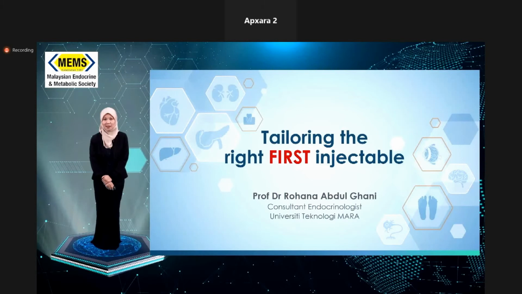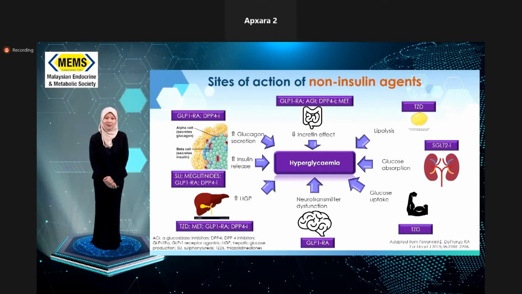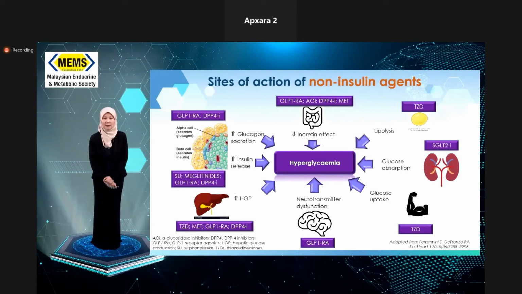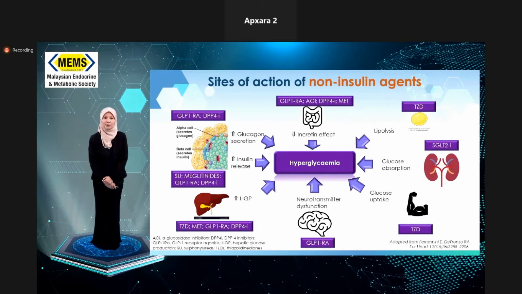My topic for today is tailoring the right first injectables, and I'll be highlighting the rapid fire hot topics in the CPG updates. I'm going to start with this slide that depicts the different target organs in the pathophysiology of type 2 diabetes, leading towards hyperglycemia.